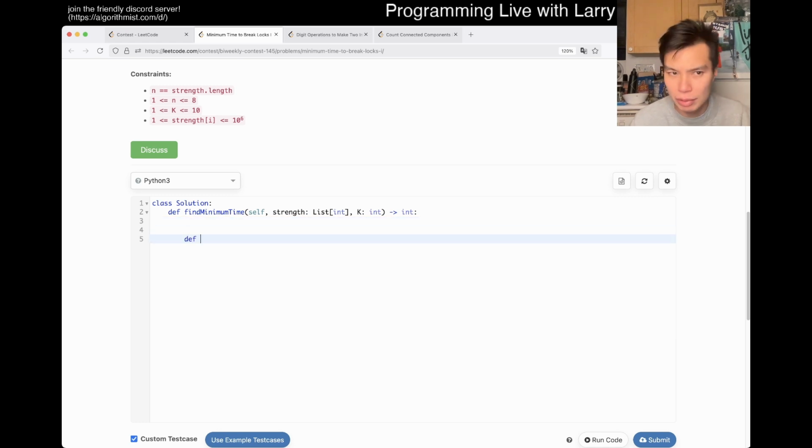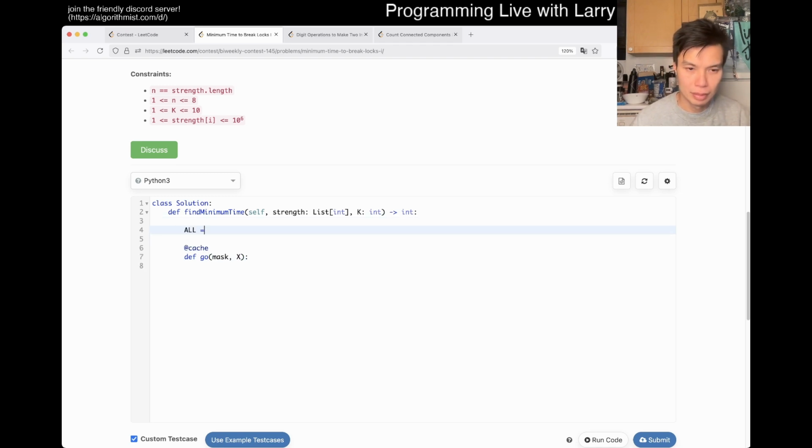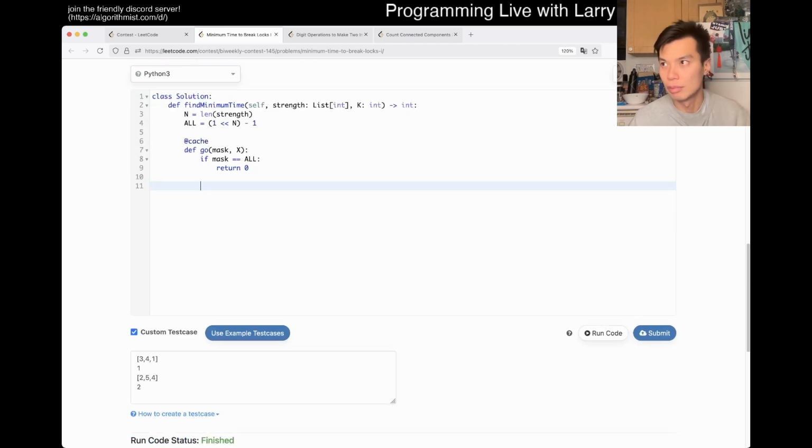Okay, so then here, what would the dynamic programming be? N is 8. Let's try bit mask. And then X, right? Yeah, I mean, okay, fine. Okay, so then if mask is equal to all, then we just return 0. I think we're Gucci there. Otherwise, X only changes whatever, right? So, okay. So then what am I doing?